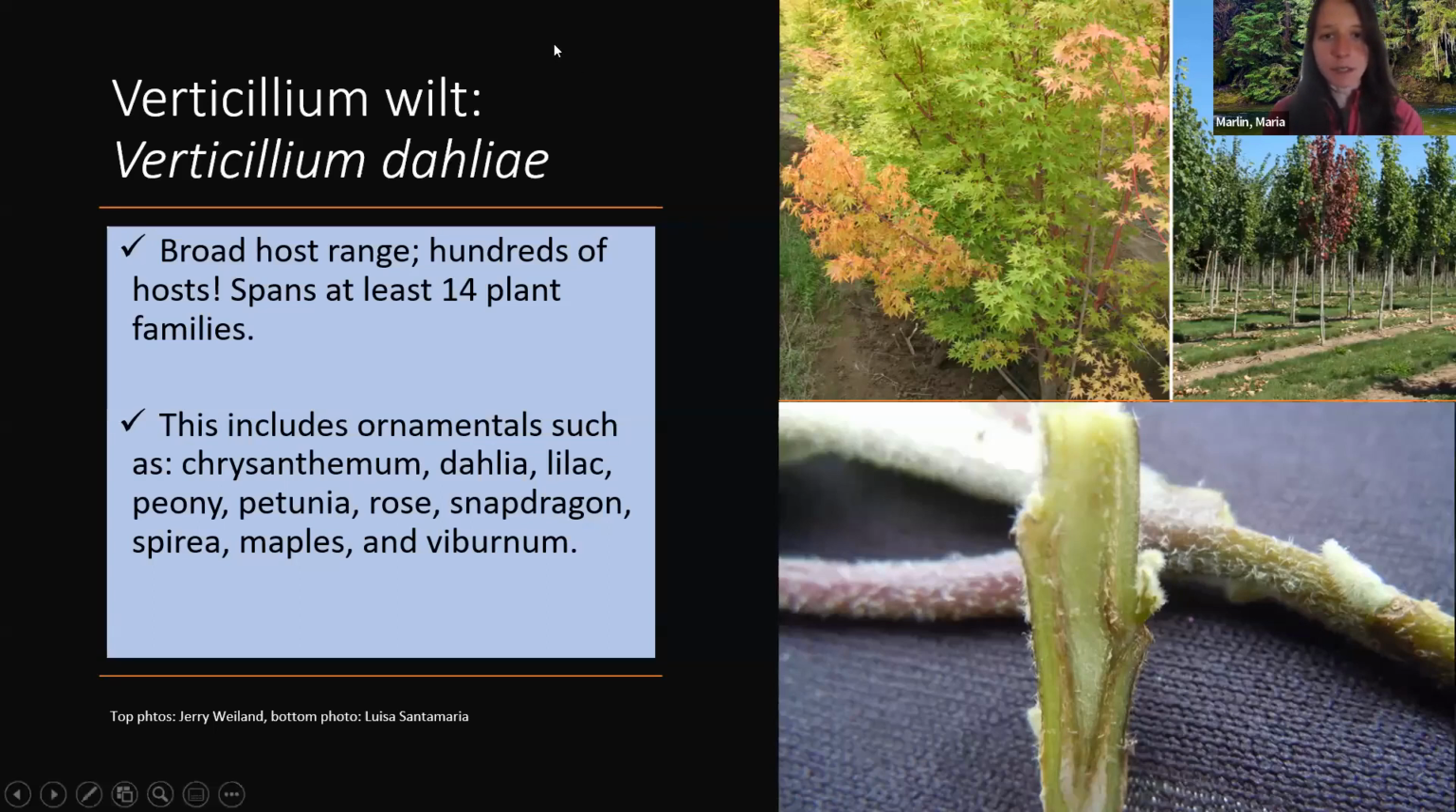So verticillium wilt is caused by a variety of different verticillium species, but the most common that you're going to run into is verticillium dahliae. Now this particular pathogen has an enormous host range. It has hundreds of hosts that span at least 14 plant families. It includes a whole bunch of shade trees, fruits, vegetables, but also ornamentals. And you can see the list there of just some of the ornamentals that it will attack.